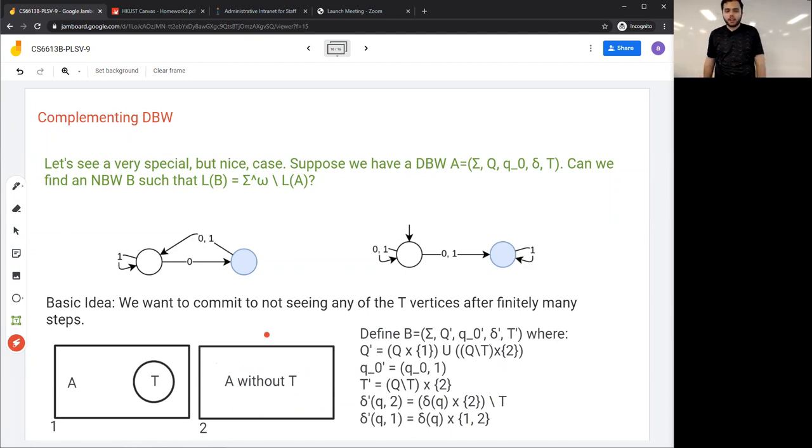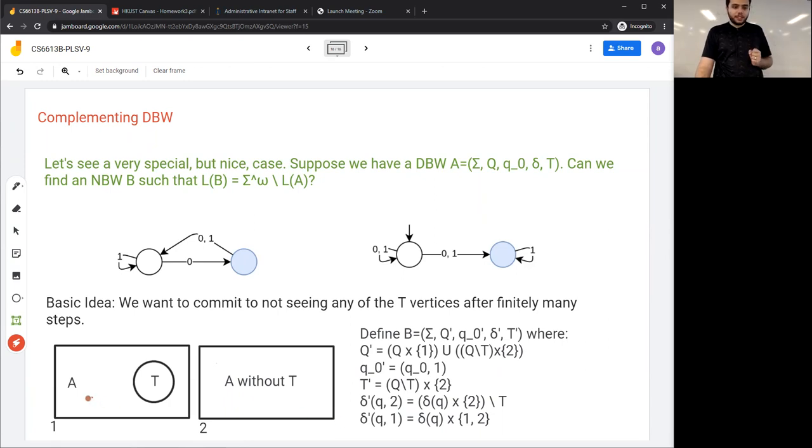So the idea is that I'm just running the same automaton, but at some point I am saying, okay, enough is enough. I'm not going to see any target states anymore. And this is where I go to the second. So you can very easily just do definition chasing. I'm sure that the language of B is actually the complement of the language of A. But again, it's very important to notice that B is a non-deterministic automaton.